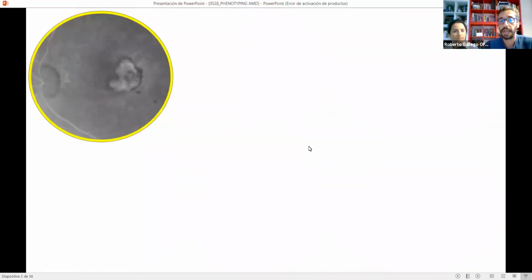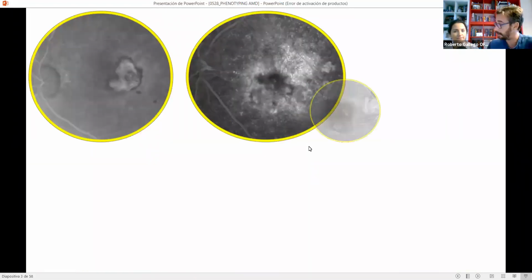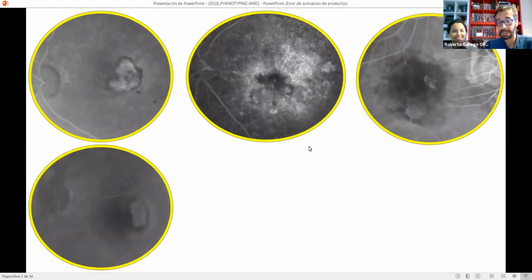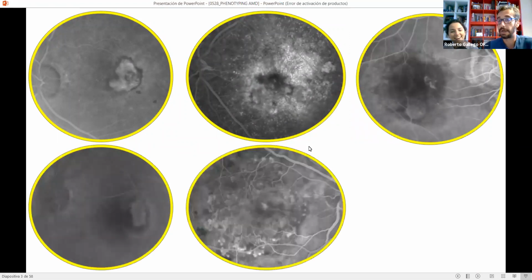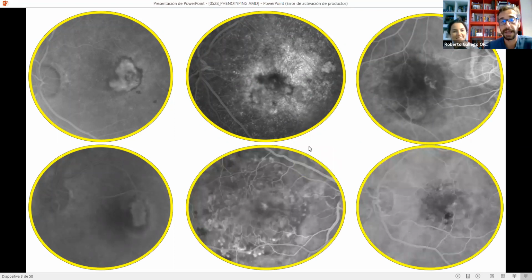Similar situation, FA. Okay, Rosa, please. I promise these are all neovascular AMD cases. Can you classify that, please? I don't normally use the angiography classification. You don't use that? Only?